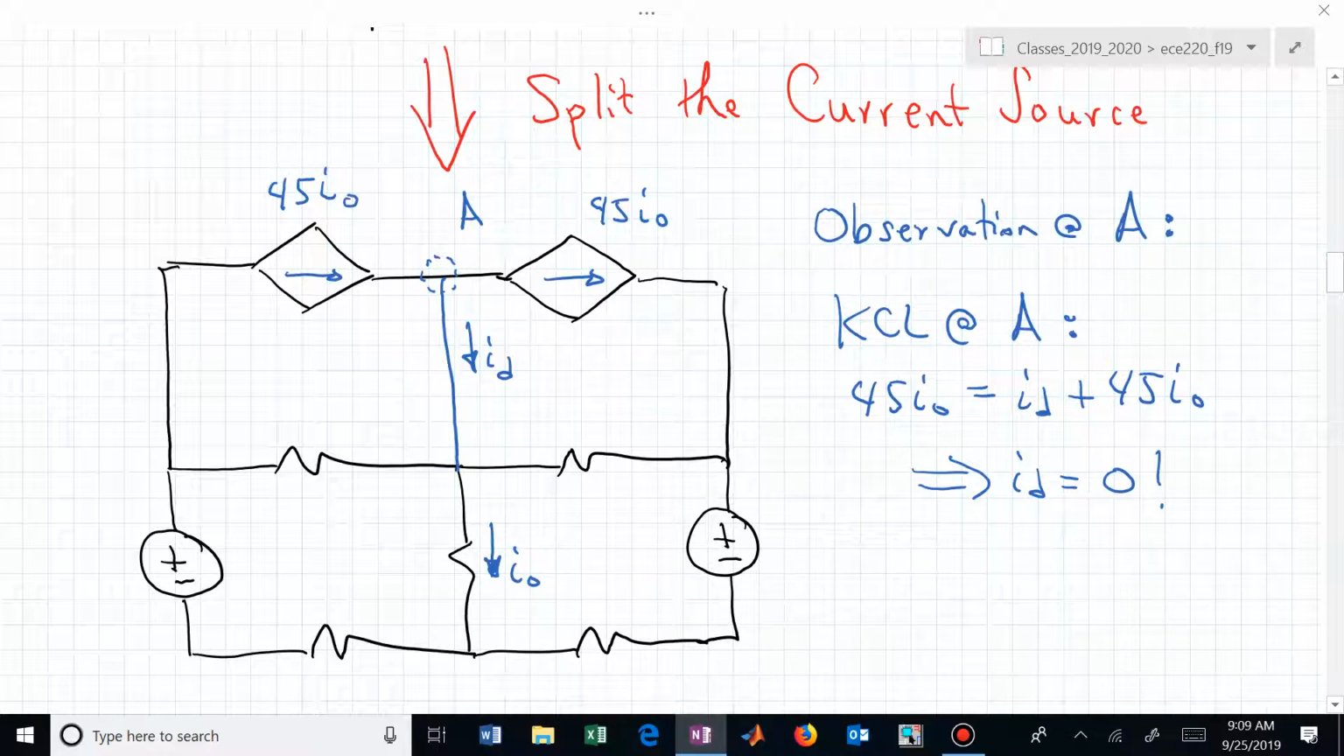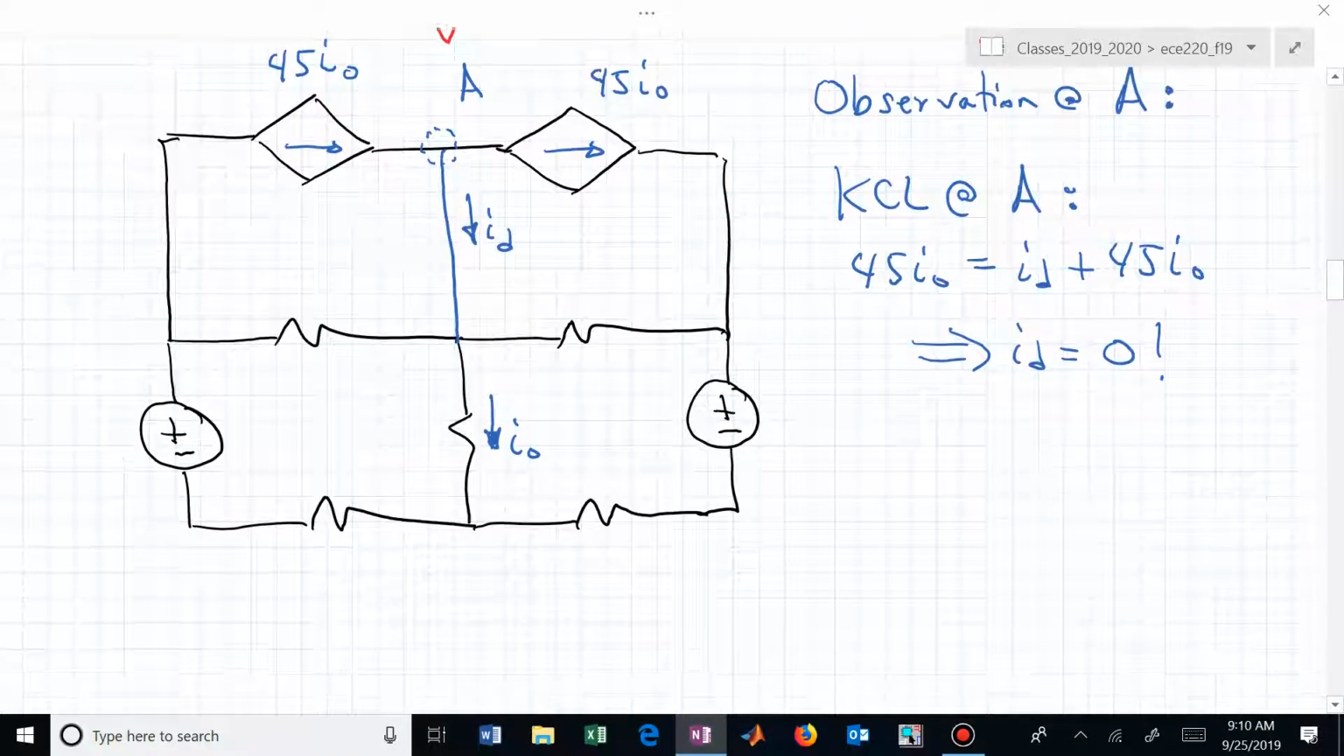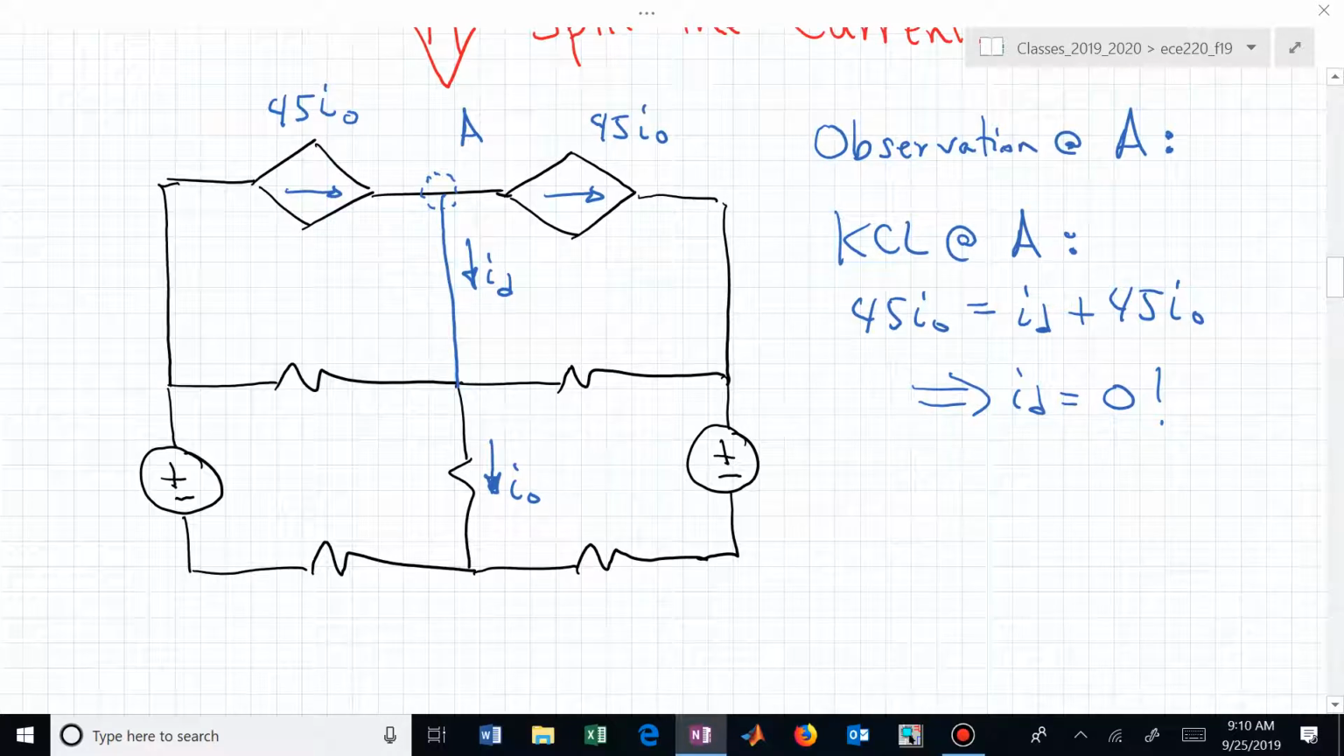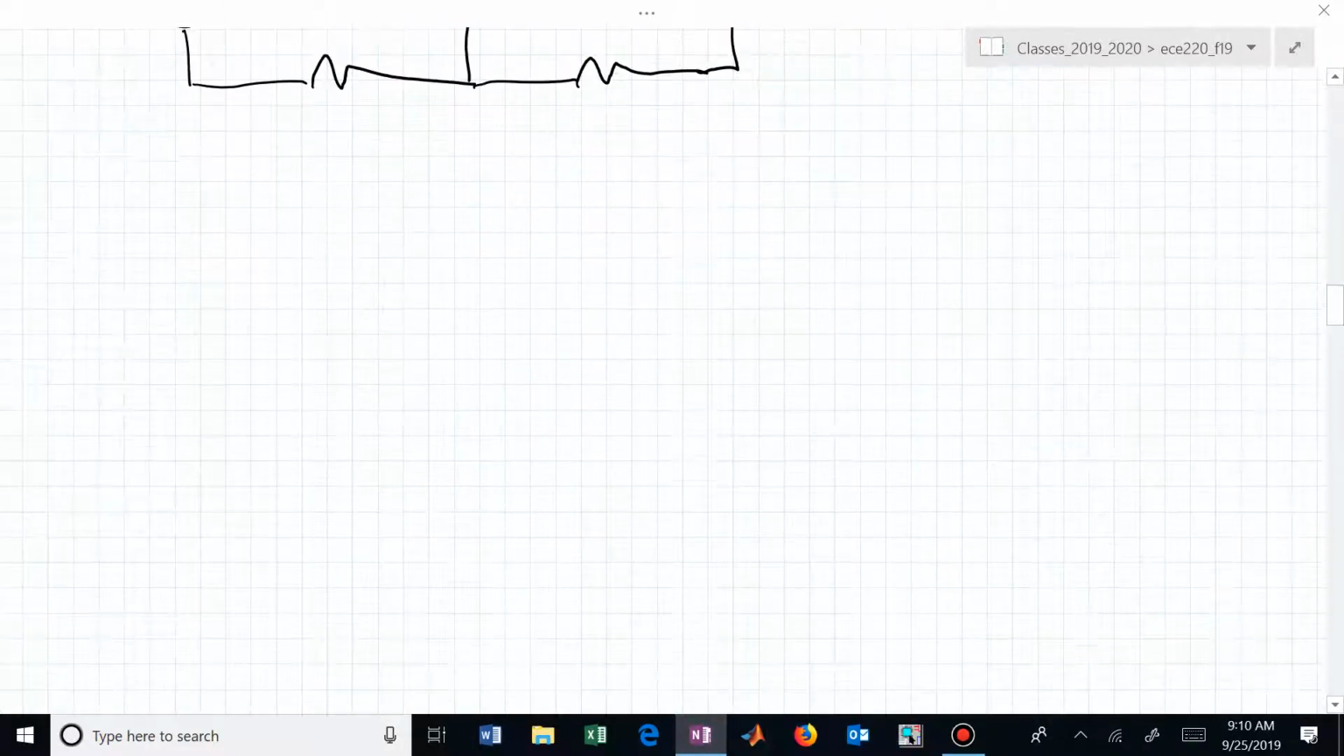So if that's 0, is it okay if I just put a wire there if no current's flowing? I'm not changing anything, am I? That's now going to allow us to split what's going on in the top half of that circuit. Meaning, do you see now that I can, well, let me draw it.